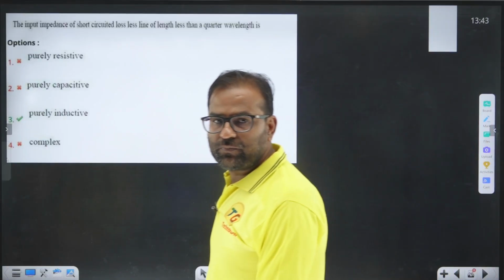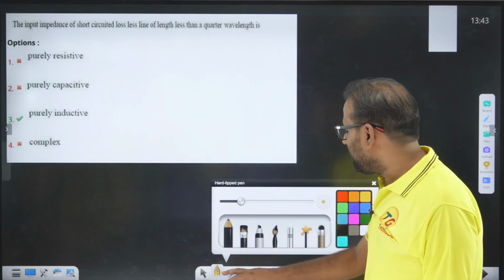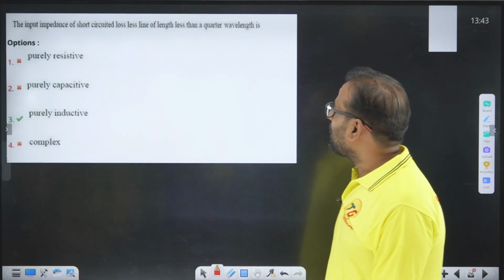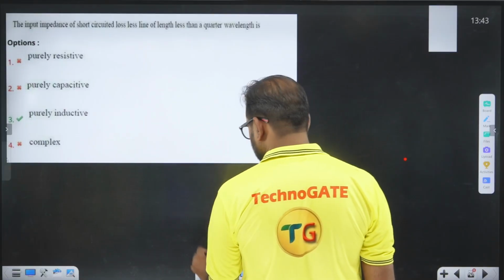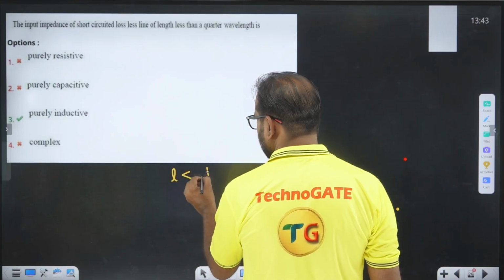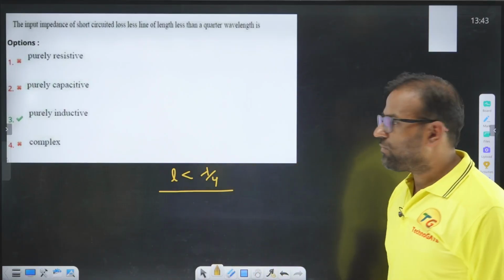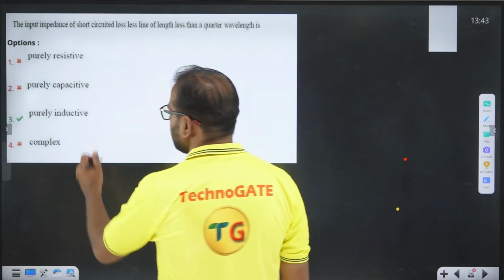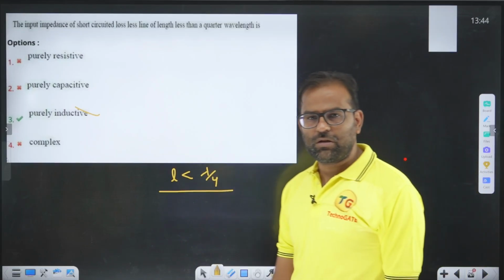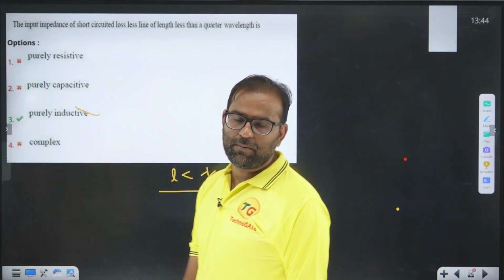What is next? Next is the input impedance of a short circuit lossless line of the length less than the quarter wavelength. Means they are saying that for this condition, when the length of the transmission line is less than lambda by 4, quarter wavelength, then what is the nature? The nature is always pure inductive. For length greater than lambda by 4, capacitive, and for L equal to lambda by 4, it is resistive.